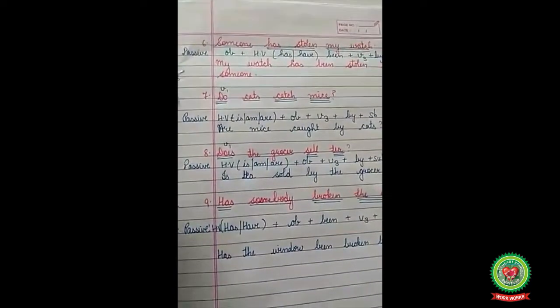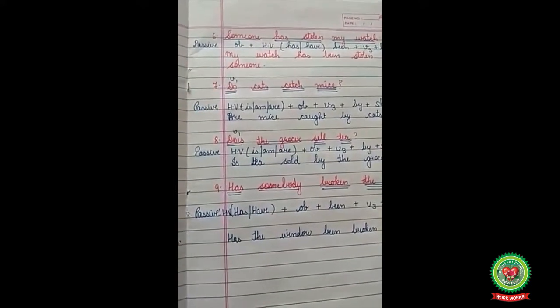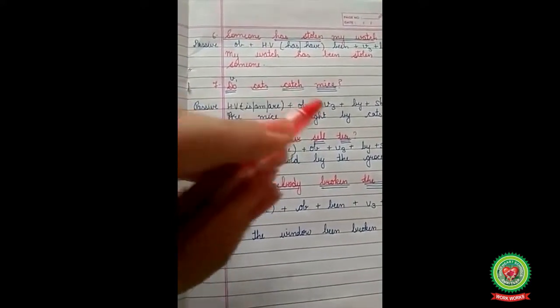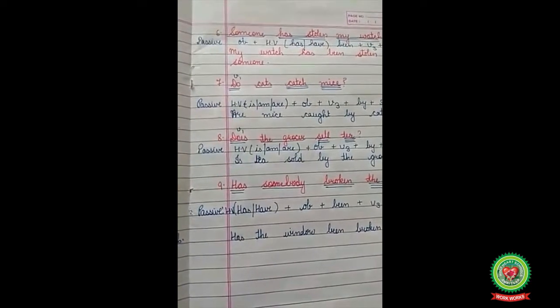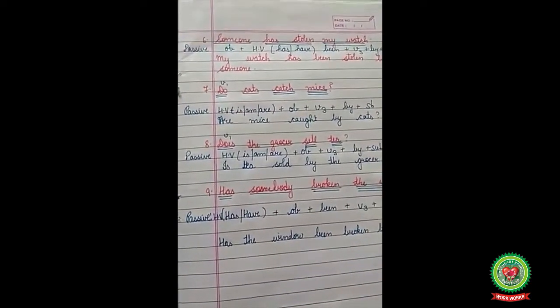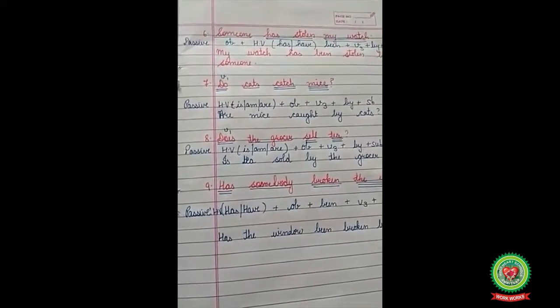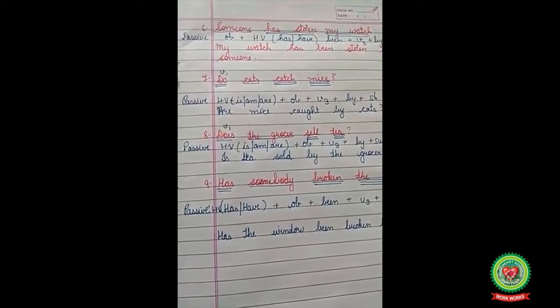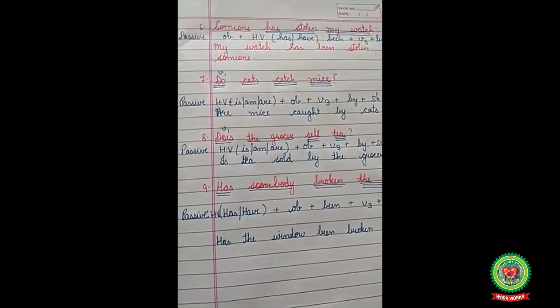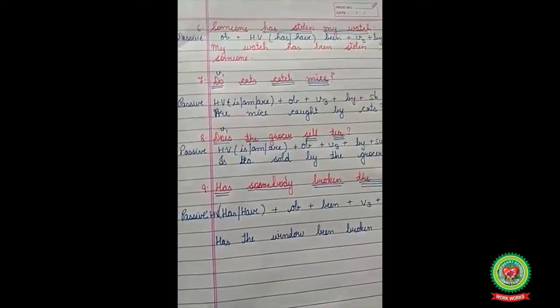Let us see a few more examples of interrogative sentences. See your sentence number 7. Do cats catch mice? We all know do is the helping verb of present simple tense. And we know in passive, the helping verb of present simple is is/am/are. Because it is an interrogative sentence, we are going to add the helping verb before the object.